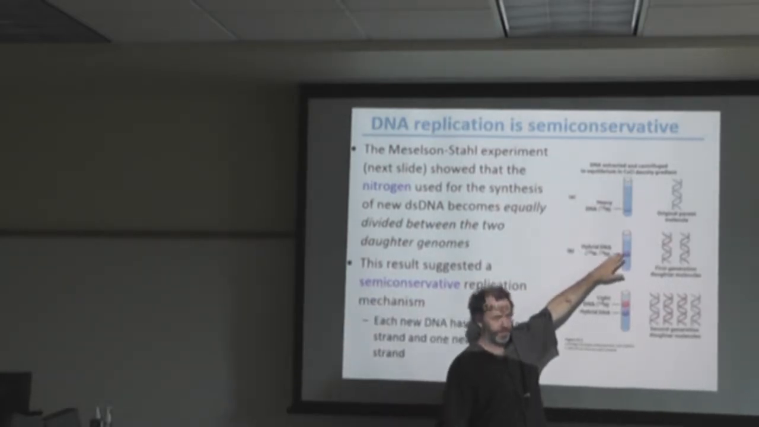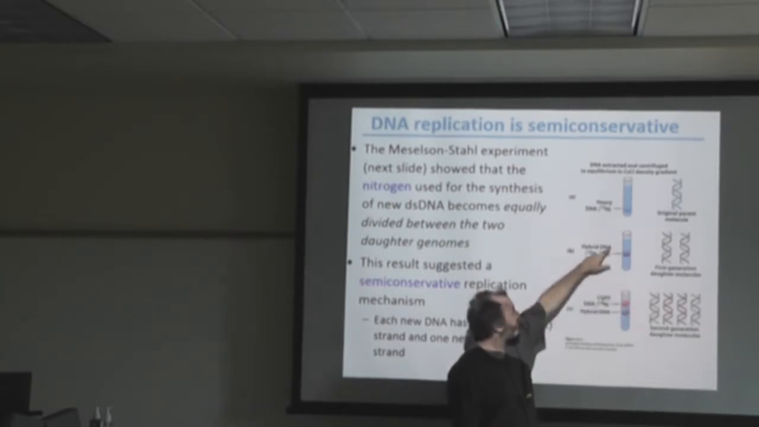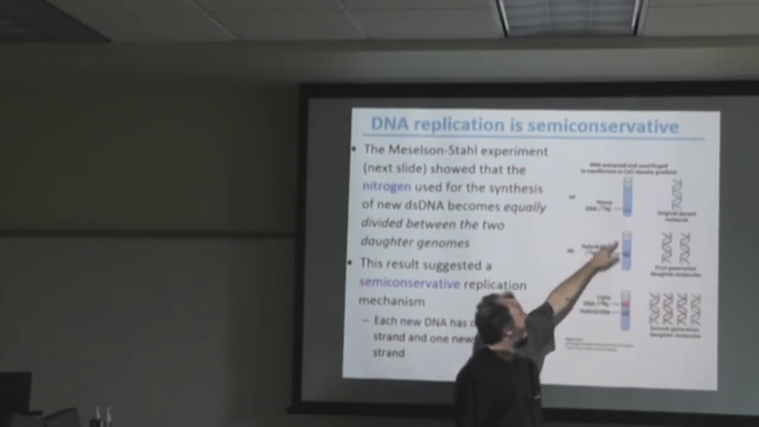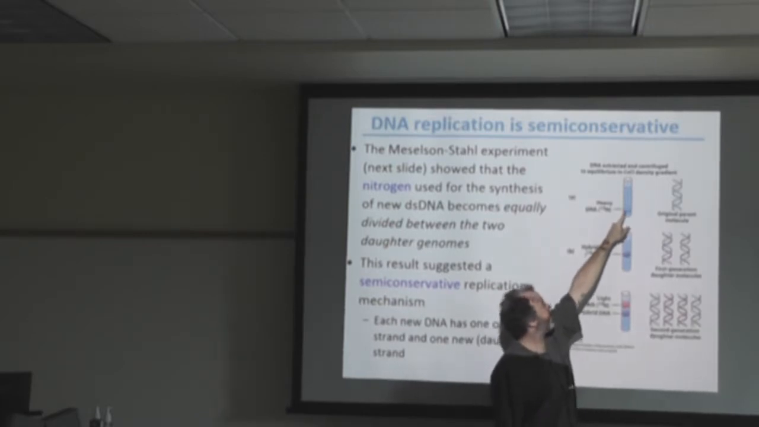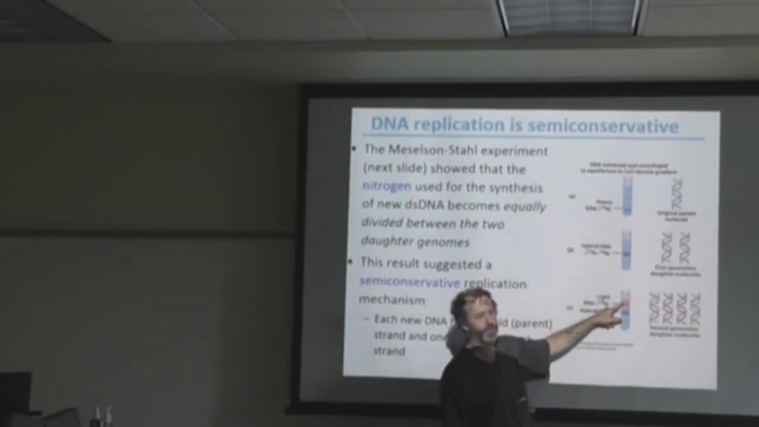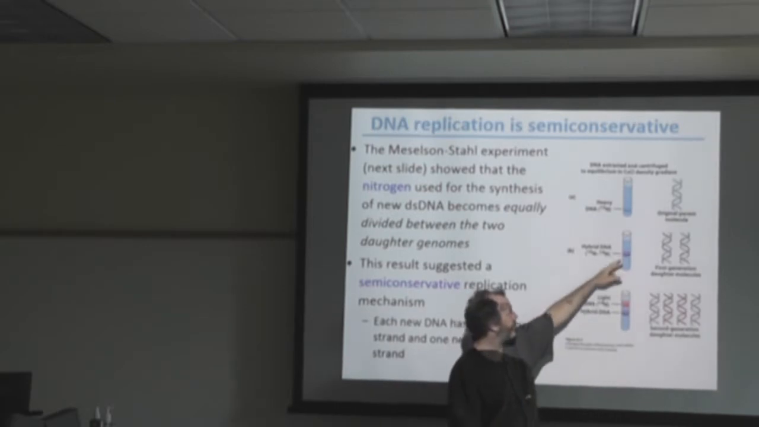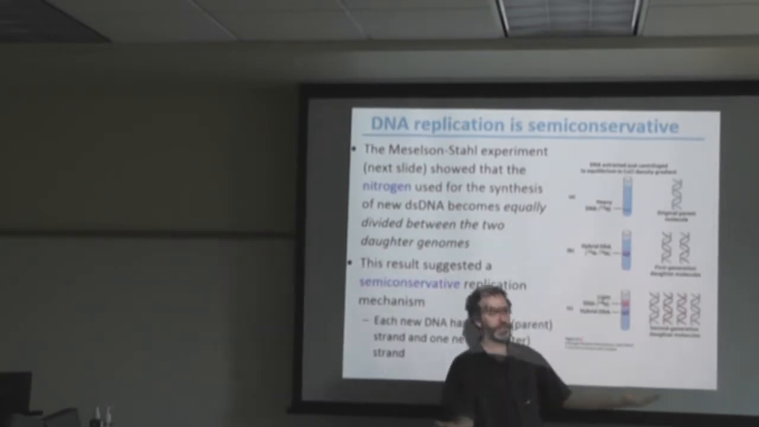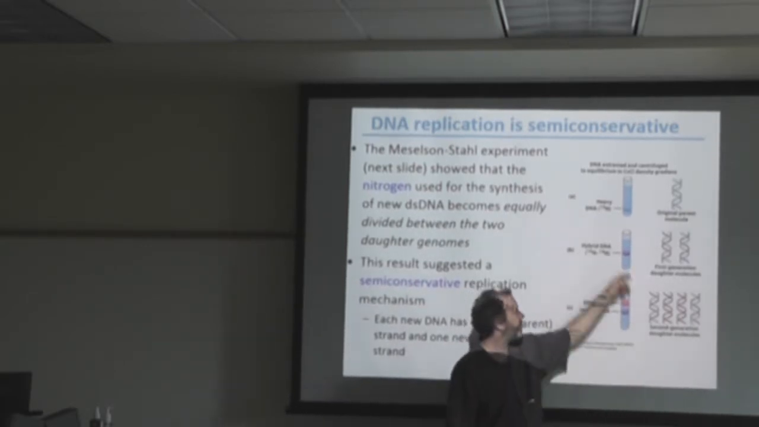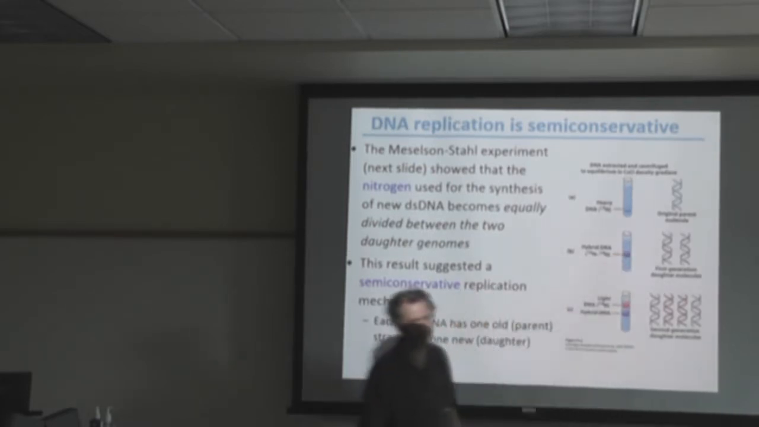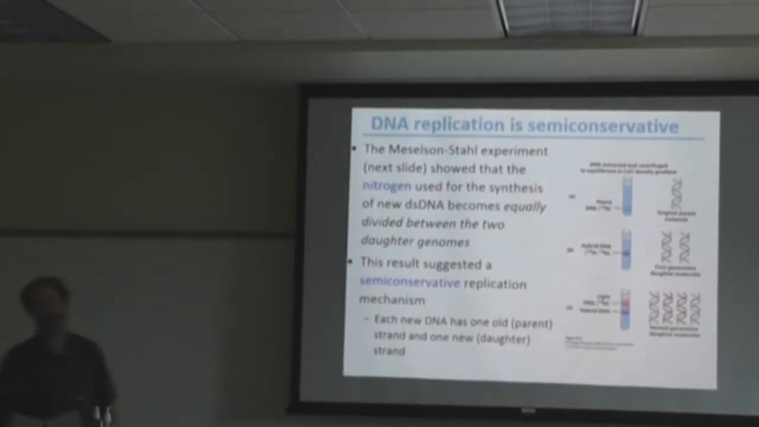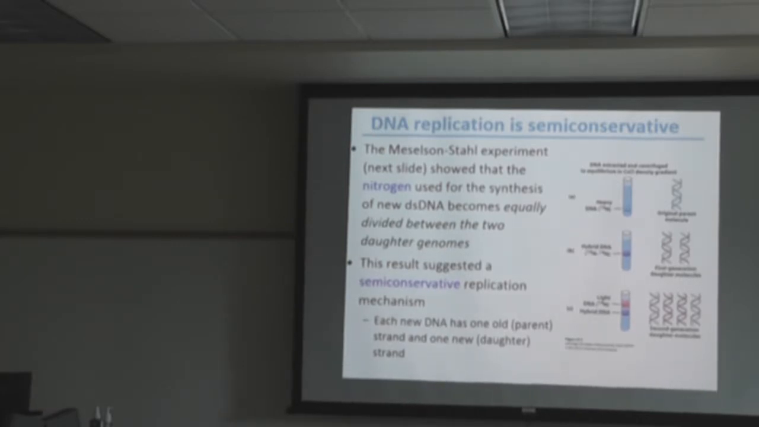If this was just conservative, the parent strands would give you one band for the N15 and then one band for the N14. But they were able to prove it's semi-conservative, one daughter strand and one parent strand, because you have this intermediate band where the parent strand contains all N15 and the daughter strand all N14.